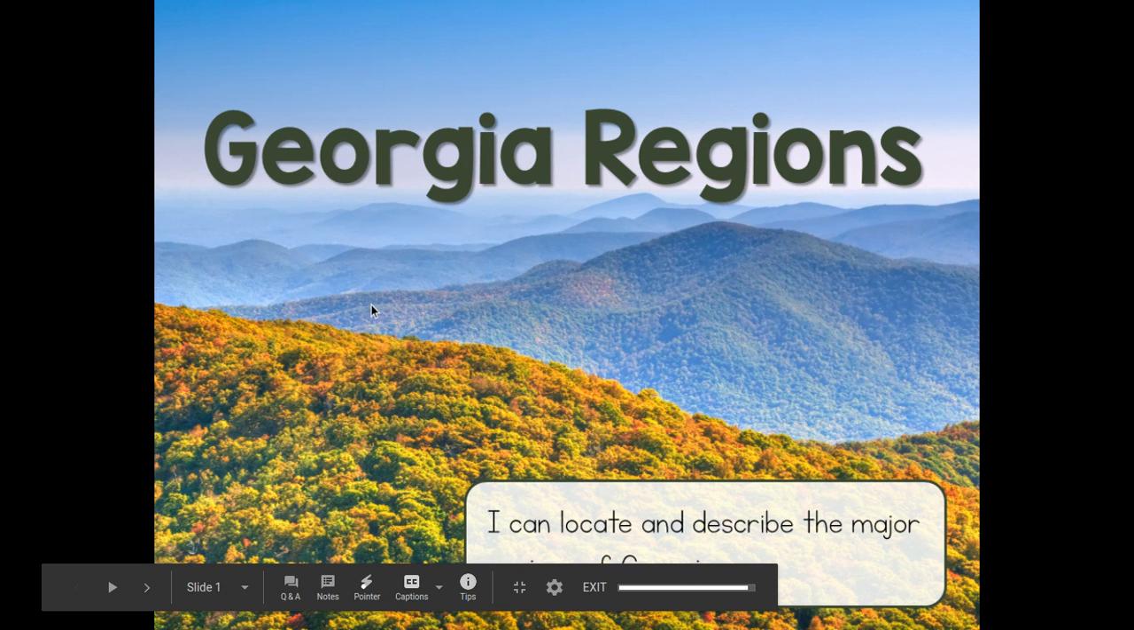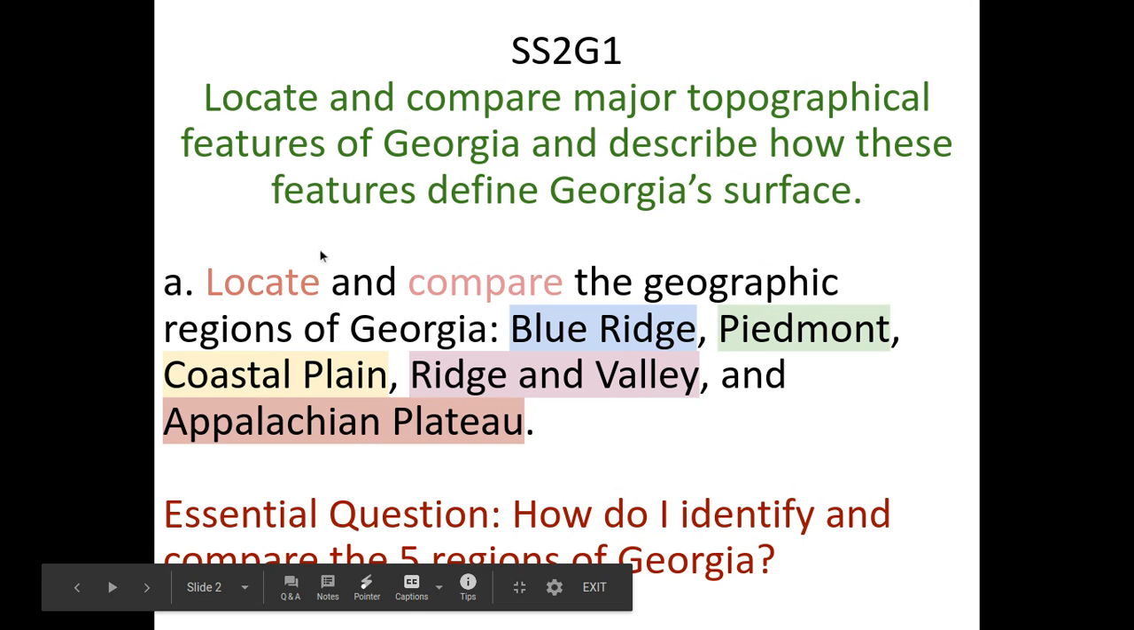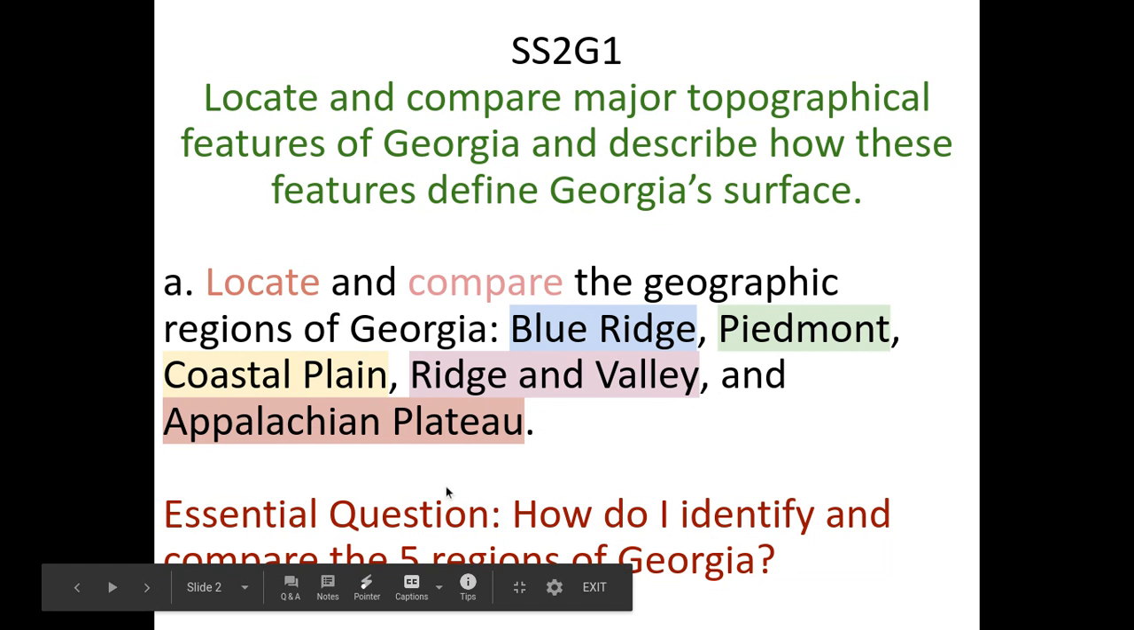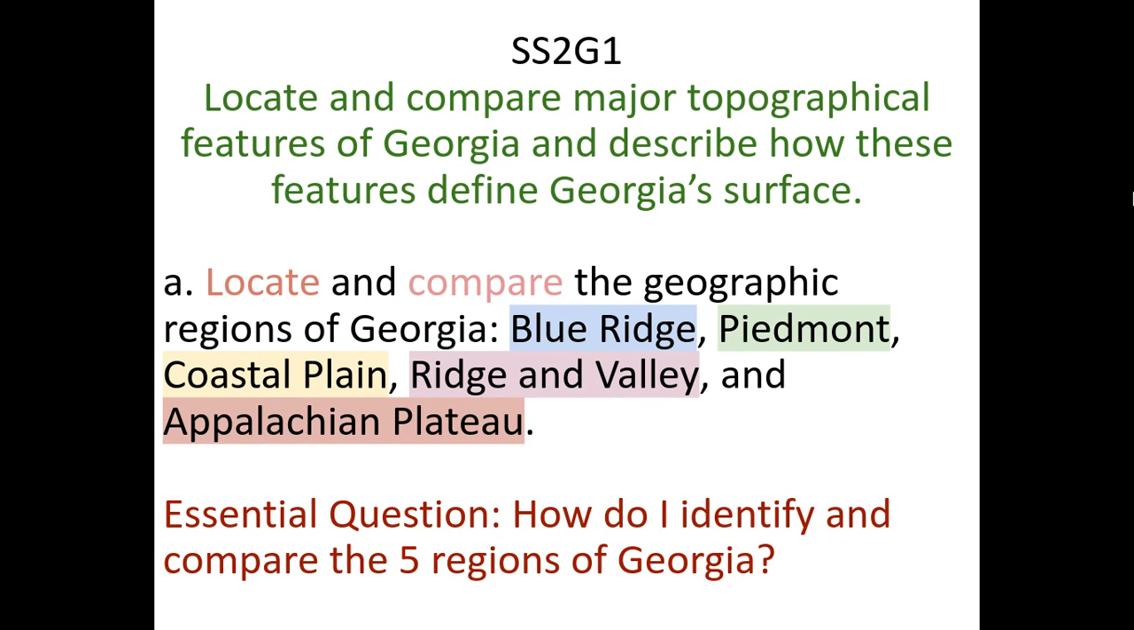Okay, we are still working on our Georgia regions. We need to focus on locating and describing the geographical regions of Georgia. Your standard says you need to be able to locate and compare the major geographical features of Georgia. Those include the Blue Ridge Mountains, Piedmont, Coastal Plain, Ridge and Valley, and Appalachian Plateau. Our essential question at the bottom: how do I identify and compare the 5 regions of Georgia?